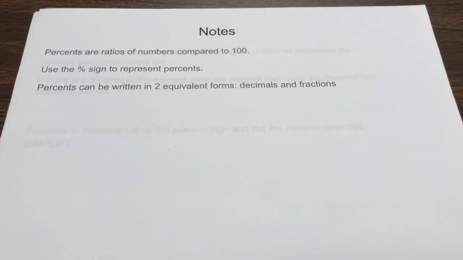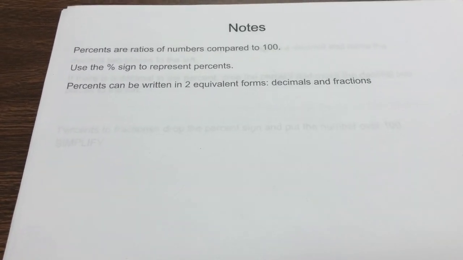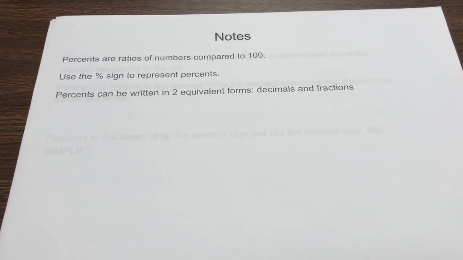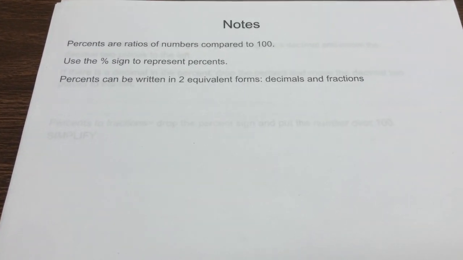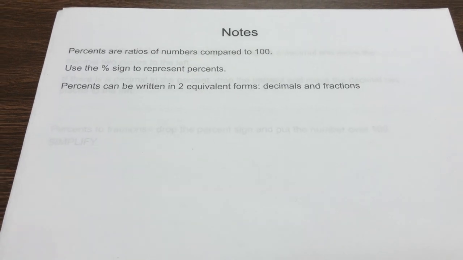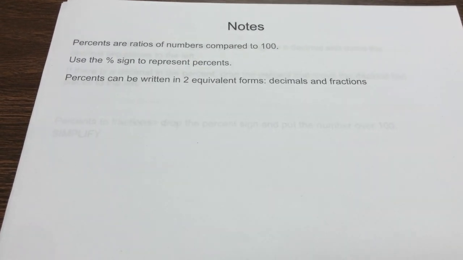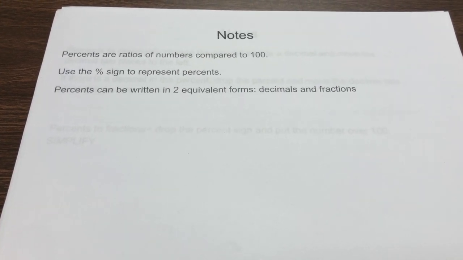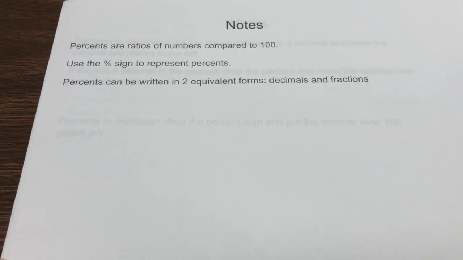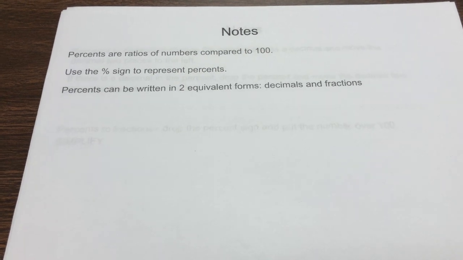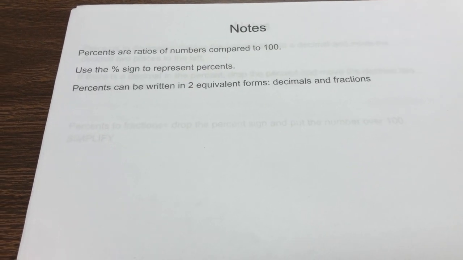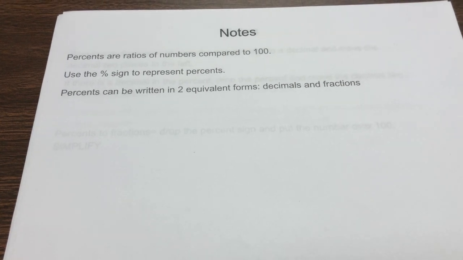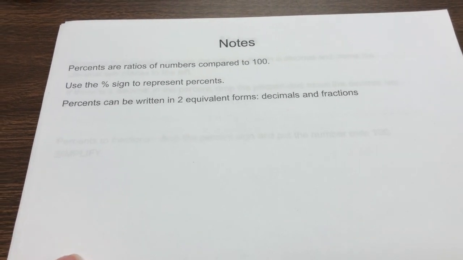All right, so I'm going to go through the notes first. Percents are ratios of numbers compared to 100. We have looked at ratios before. Don't forget that ratios compare two different quantities. In this case, we're comparing it to 100, so a number compared to 100. We'll use the percent sign to represent percents. And percents can be written in two equivalent forms, so you can also write them as decimals and as fractions.